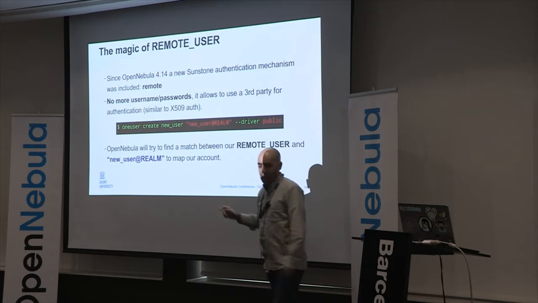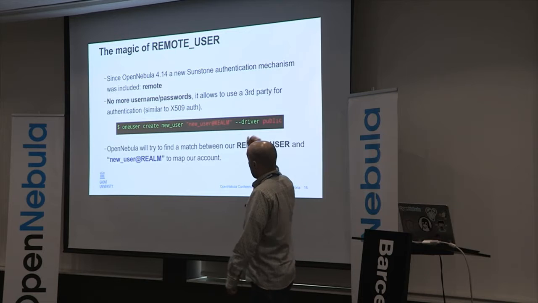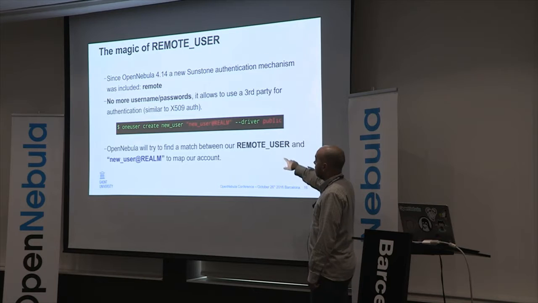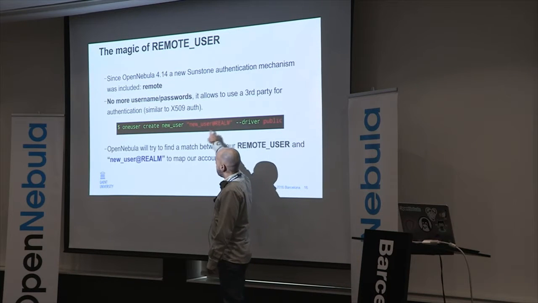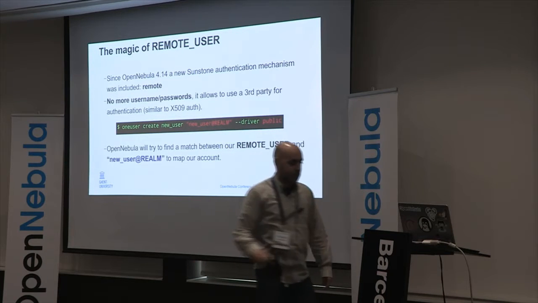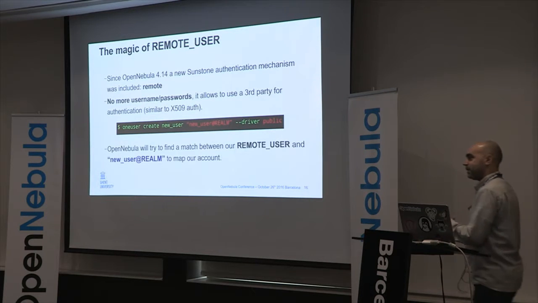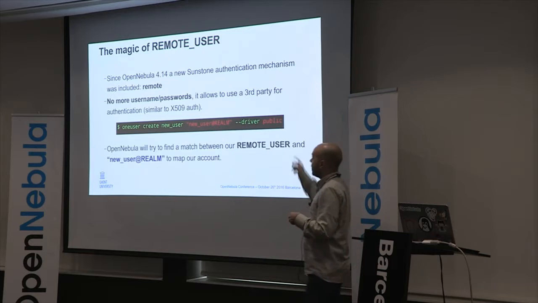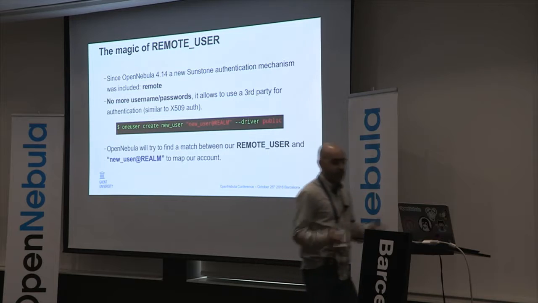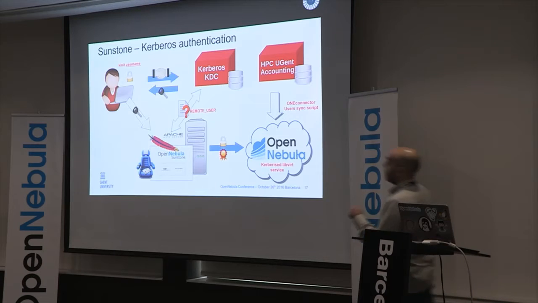So basically, what Apache does is, if the user is correctly authenticated, Apache sets the remote user variable, and that is used by OpenNebula to check if the remote user is included in your database. And if so, you get access to the system. And that's great, because this is not only for Kerberos. You can do it for anything. I mean, anything that is supported by Apache using remote user, like OAuth or Facebook or Google Plus or whatever you want. Here is basically the workflow.